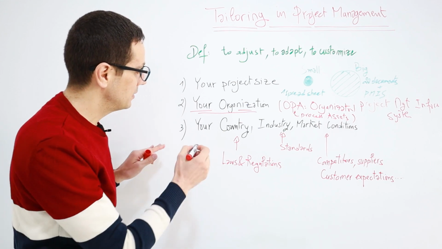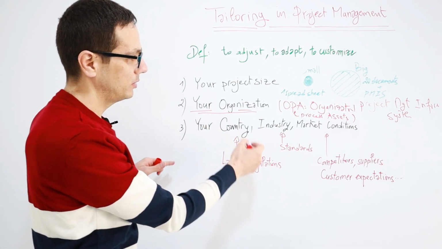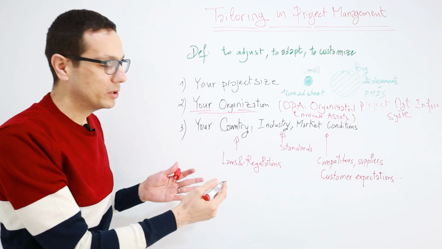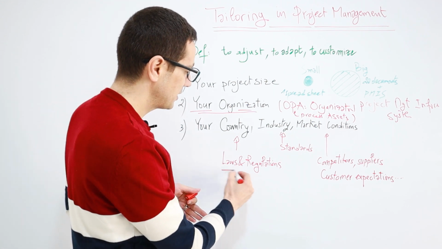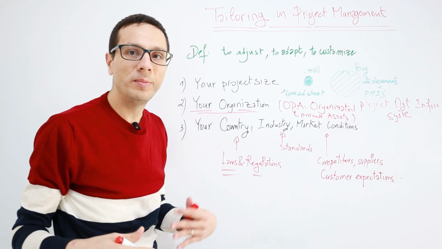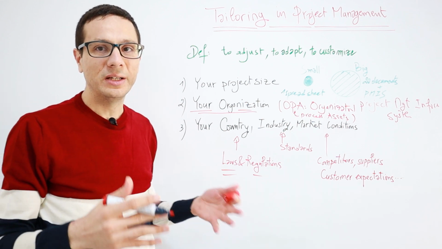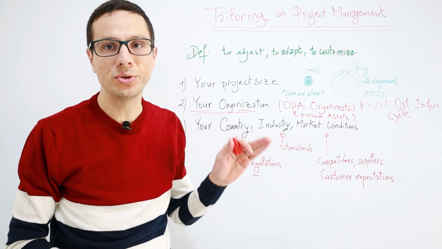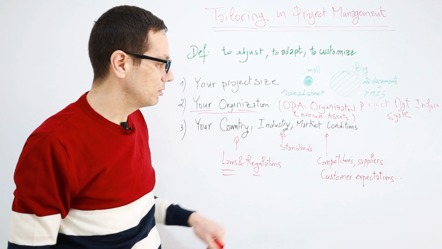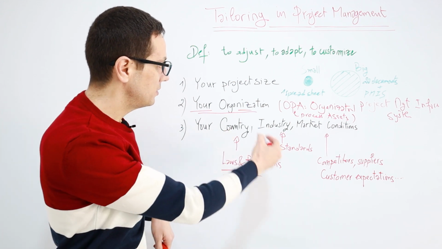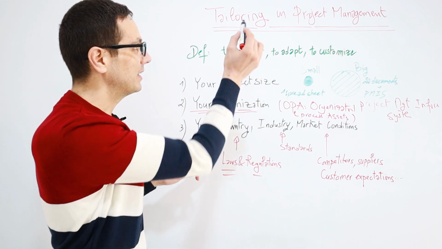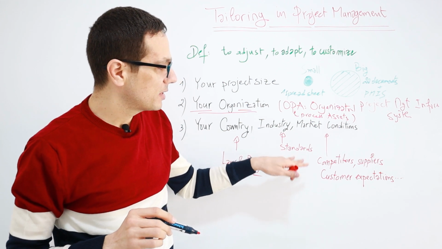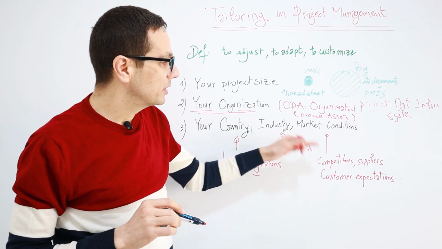The next thing is your country, industry, and market conditions. You may work in a country that has some laws and regulations, and when you implement the same project in another country, you will find different laws and different regulations, and you should follow the rules and regulations. So these are considered as things to tailor your project based on. Same thing for the industry. There are some standards that you need to follow.